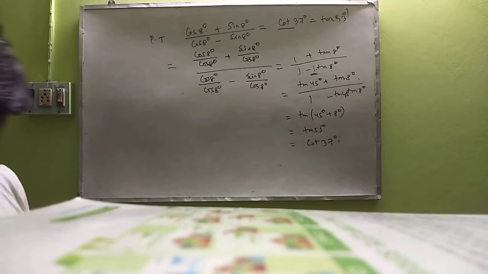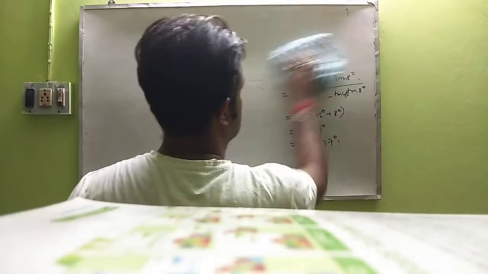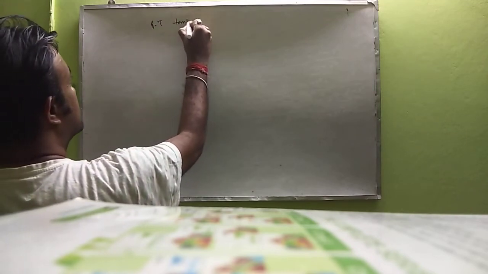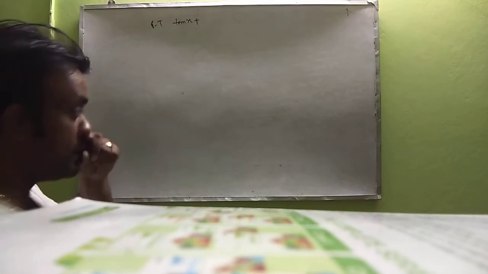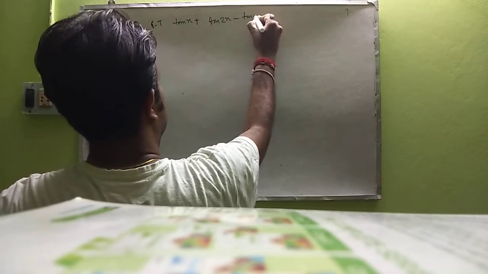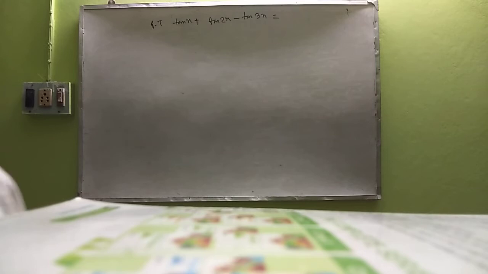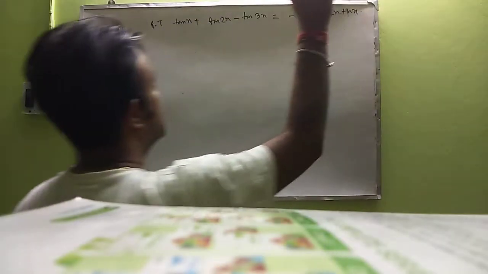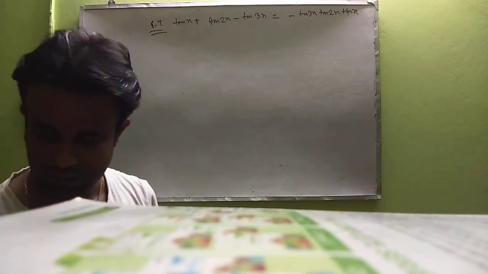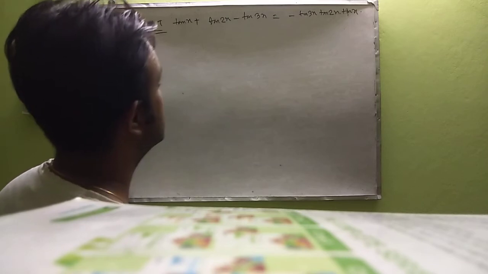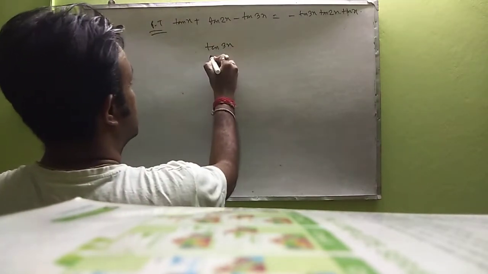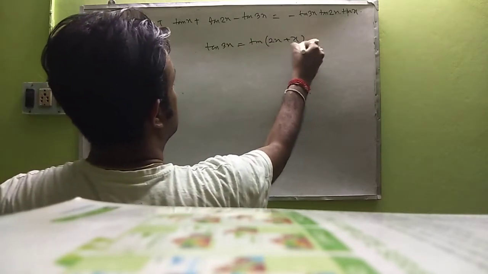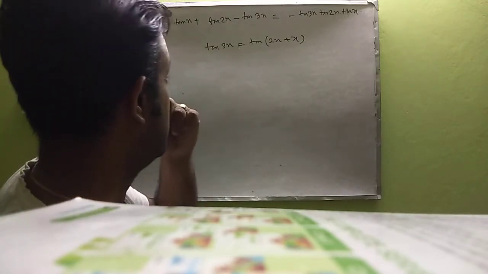Now we prove that tan x plus tan 2x minus tan 3x is equal to minus tan 3x, tan 2x, tan x. We have to prove that tan x plus tan 2x minus tan 3x is equal to tan 3x into tan x into tan 2x. To do the sum, we first write tan 3x in terms of 2x and x. To follow the proof, we must do that.